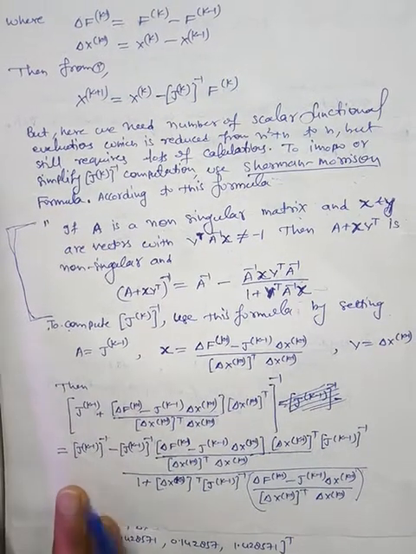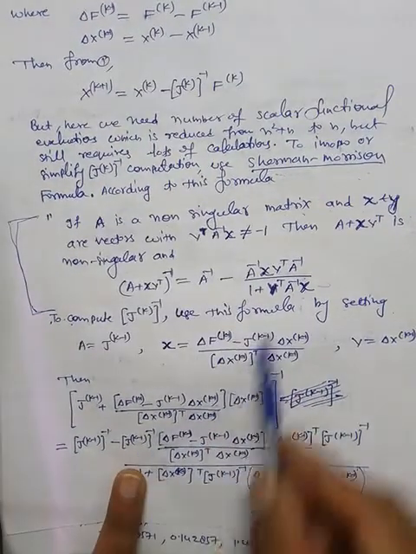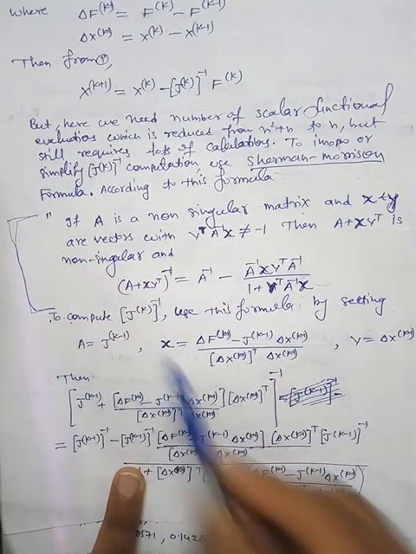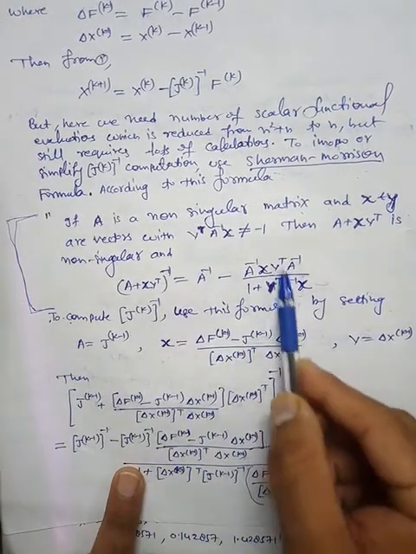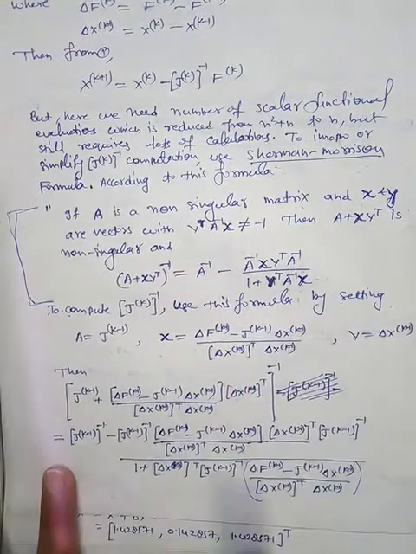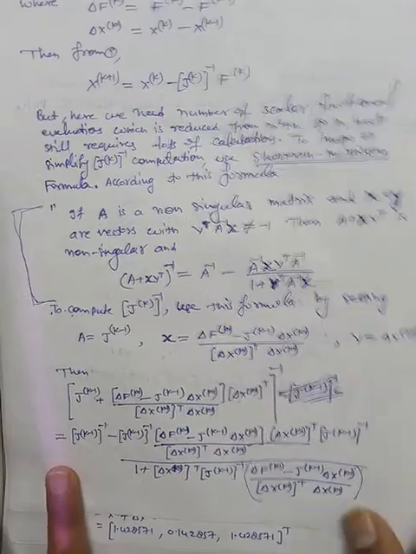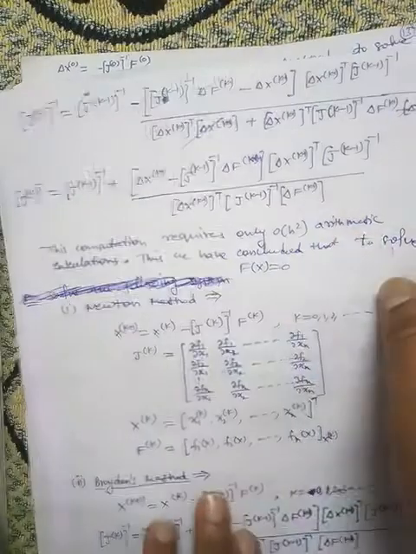So Jk inverse, that means A inverse. We have replaced the value of A from here. We have replaced the value of x from here. We have replaced the value of y from here. So all these values are replaced, and we will get this relation. Then here simplification is done.